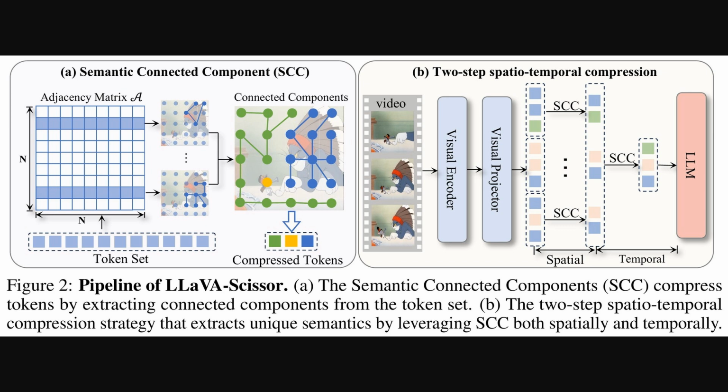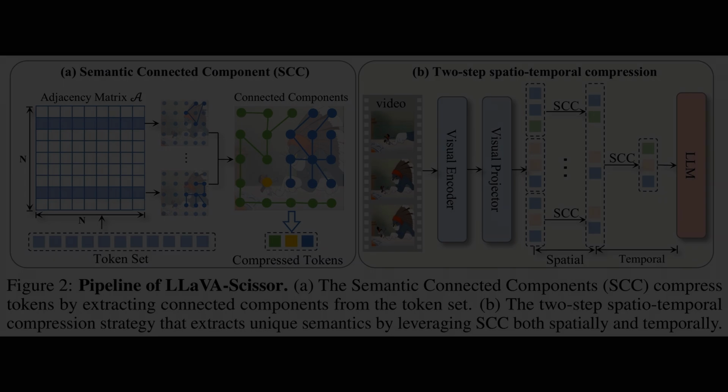On the right, we see the full two-step process in action. First, this Semantic Connected Components method is applied to each frame individually. Then, it's applied again across all the compressed frames to remove duplicates over time. The final, much smaller set of tokens is what goes to the LLM.